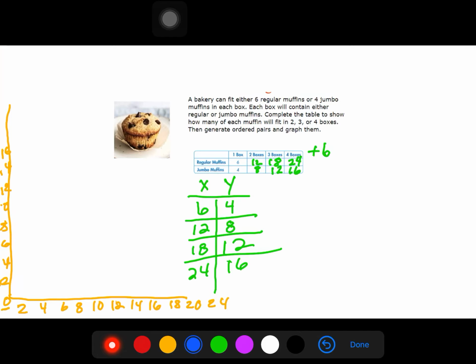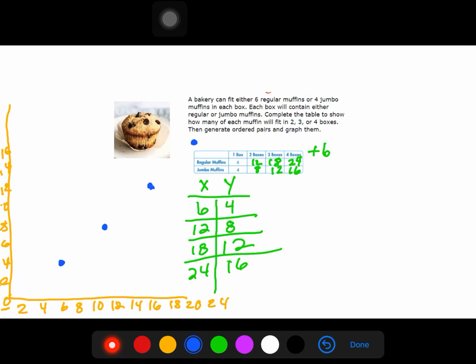So my first point, x is 6, y is 4. Over to 6, up 4. For my next point on the grid, 12, 8, I come over here to 12, and I'm going to go up 8. So I'm going to make that point over at 12, 8. Now, ideally, when you're doing this, you're doing it with graph paper, 18, 12. And then 24 all the way up to 16 would be somewhere over here.